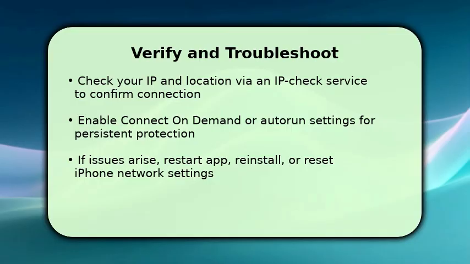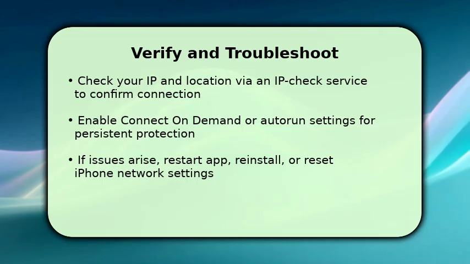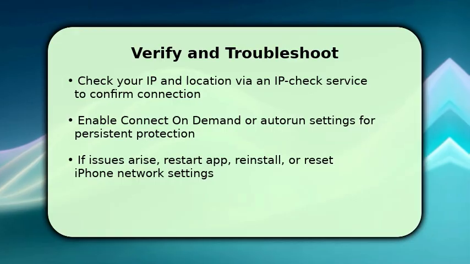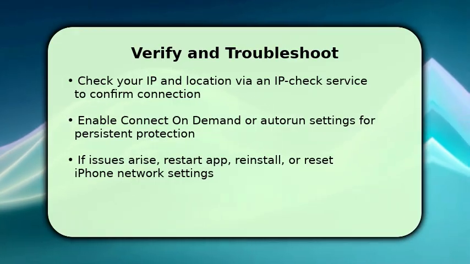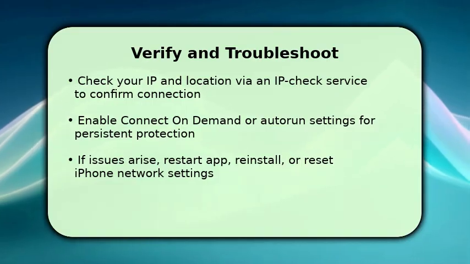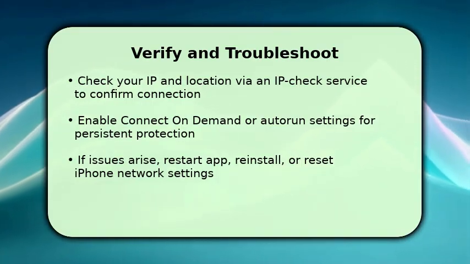You finish by verifying the VPN is active. Open ExpressVPN, confirm the status shows connected, and check your IP location with an online IP check to confirm routing through the chosen server. For ongoing protection, enable Connect on Demand or Auto Connect options so the VPN reconnects automatically.